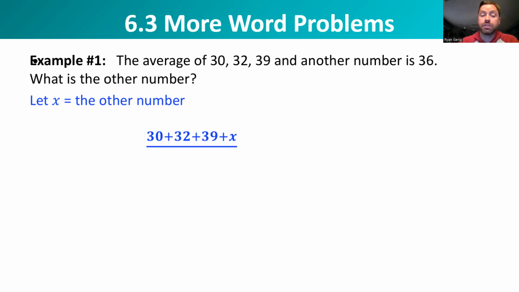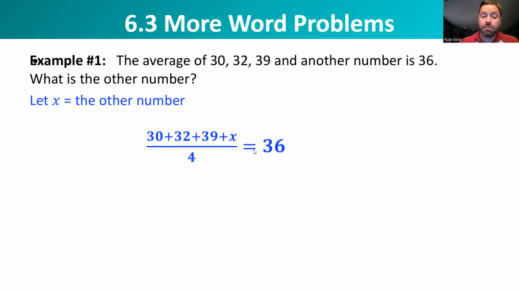Think quiz scores here. You took 3 quizzes, you got a 30, a 32, a 39, and you have an unknown fourth one. What do you need to get the average to be a 36? That's essentially what we're asking here. There's 4 numbers that we're adding together. So again, we want to divide by 4. We're not going to always divide by 4, but the previous 2 examples have both dealt with 4 different numbers. When I do that all, the answer to my problem should be 36. So that's where the equals 36 comes in.